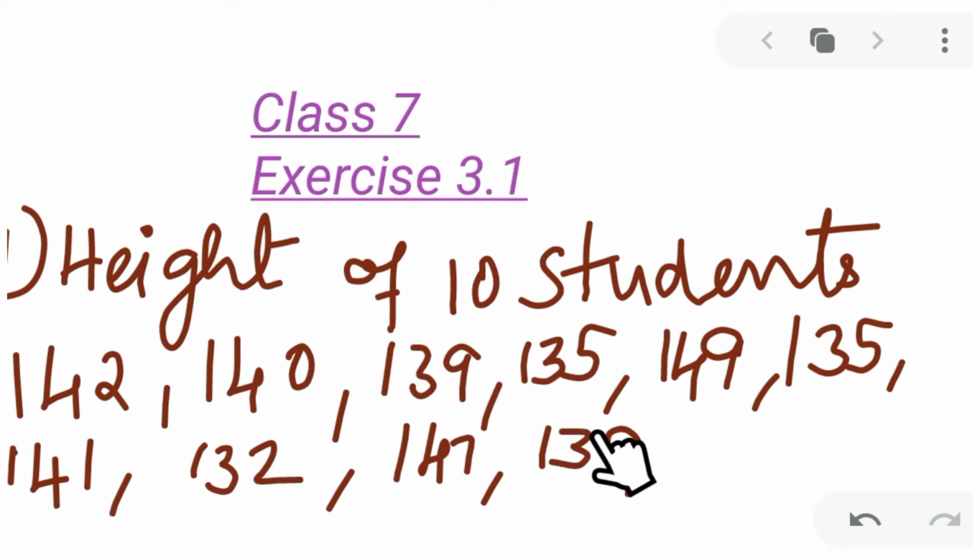We know the range is the difference between the smallest and the highest. Here, which is the smallest? I think it is 132, the smallest one, since no other observation is smaller than 132. Here 139, 135 and 139 are there, so all are greater than 132. Then which is the highest one? The highest one is 149. So we want to find the difference between 132 and 149.